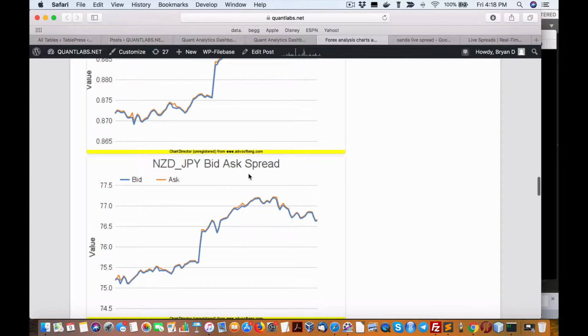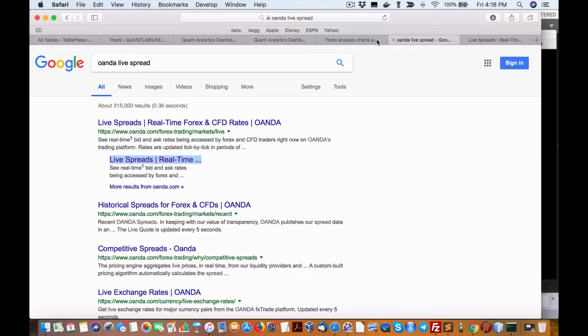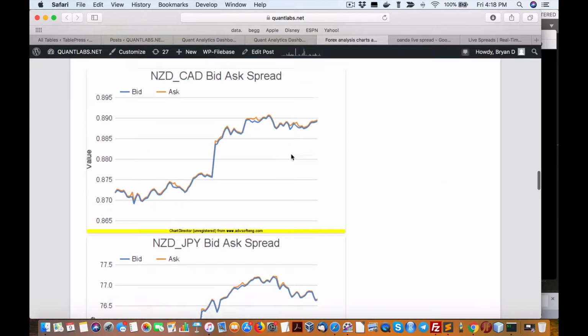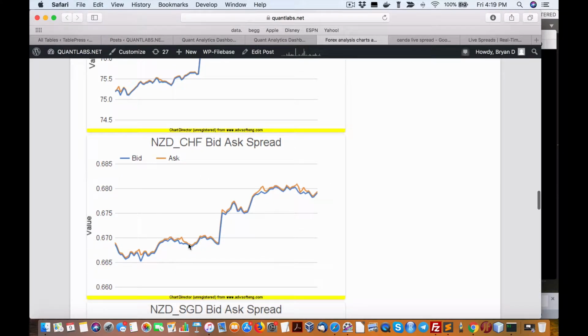So if I look at New Zealand Japanese yen, what was the cost of it? Here, hold on, New Zealand Japanese yen. So it's fairly tight right here. Let me see another one. I'll look for another one that's kind of disparaging. So here, it's not that tight. You got here, here, and it's not.